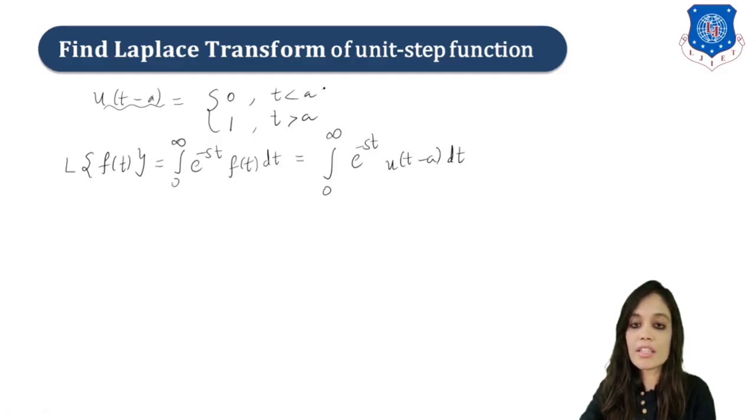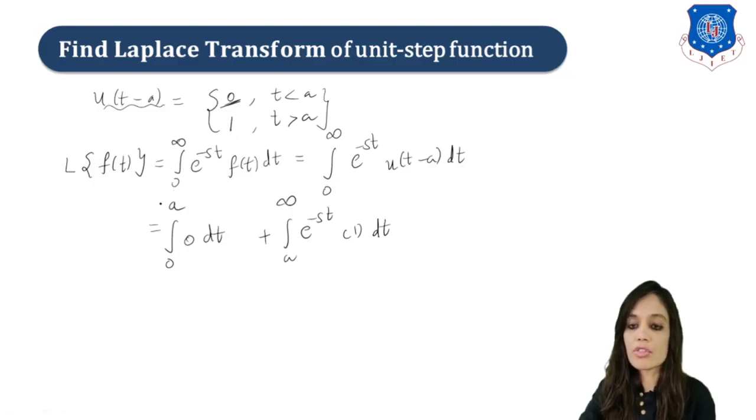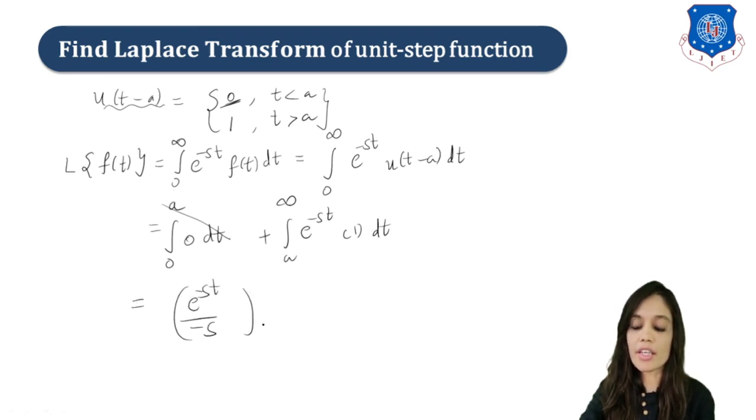Now u(t minus a) is in two parts. So let us divide the integration in two parts, that is from 0 to a plus a to infinity. Now here in 0 to a you can see the function is 0. So write 0 over here. Now in a to infinity our function, that is u(t minus a), is 1. So 1 times dt. So this is gone. Now just integrate this. So integration will be e raised to minus st upon minus s, and your limits are a to infinity. Fine. So now let us put the limits.